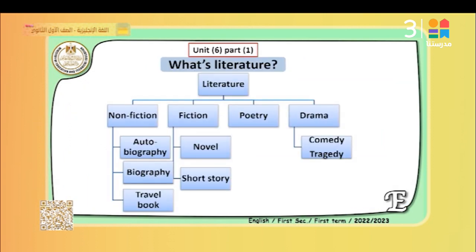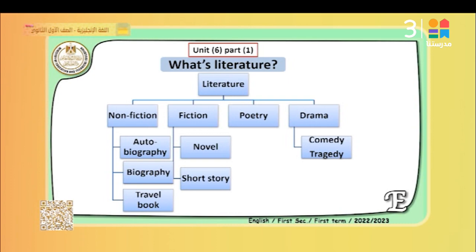First of all, what is literature? What do we mean by literature? As I told you, literature means studying novels, poetry, stories, drama, and so on. So when we study literature, we have two kinds of writing. The first one is fiction, and the other is non-fiction. What do we mean by fiction? Fiction means imagination, like writing stories, like writing poetry, drama, and this drama may be tragedy or comedy.